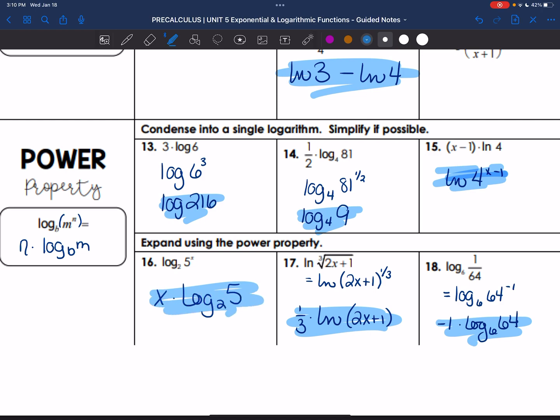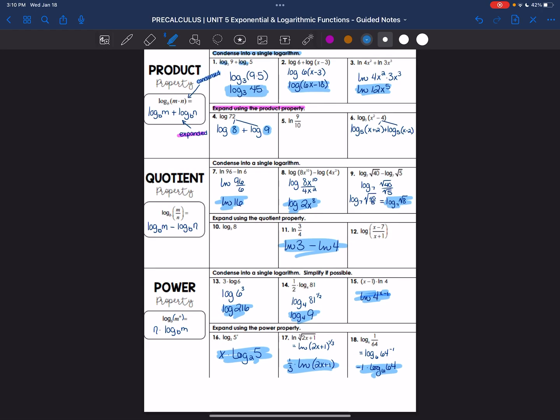So there you have it, ladies and gentlemen. Those are our properties of logarithms. We are able to both condense and expand. And in our next lessons, as we are solving equations, you'll see that there are lots of applications as to why you would want to either condense or expand them out.